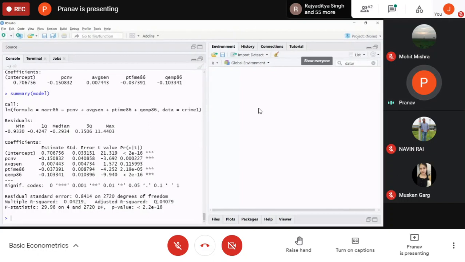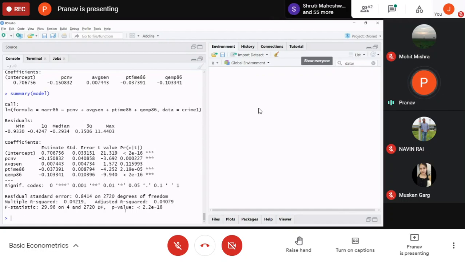This is your adjusted R squared. The F statistic is 29.96 on 4 degrees of freedom in the numerator, which is your ESS, that is K minus 1, and in the denominator N minus K. That's why you have 2720 degrees of freedom. And this P value is for this F statistic. You can notice this is a very, very small value. So what is the P value? Again, the probability value that we had for the T statistic, the same is the P value here for this F statistic.